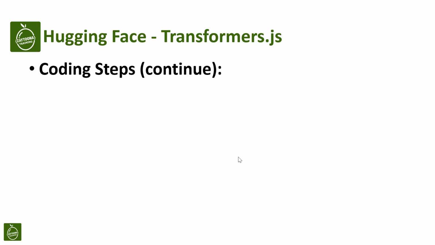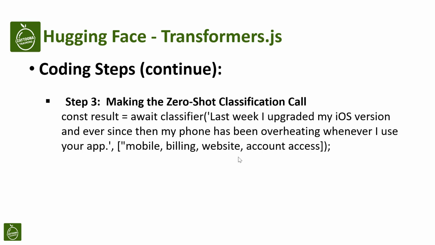Let's dive into another real-world scenario. Consider a user feedback stating, "Last week I upgraded my iOS version, and ever since then my phone has been overheating whenever I use your app." As a business, it's crucial to categorize this feedback to address it efficiently. In this case, we have provided the zero-shot classifier with potential categories: mobile, billing, website, and account access.